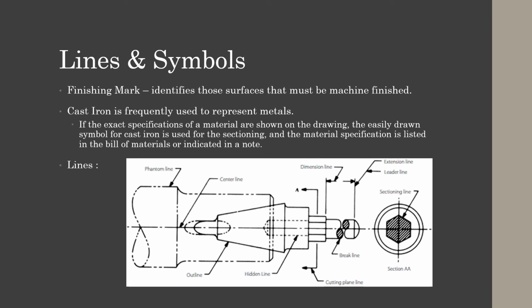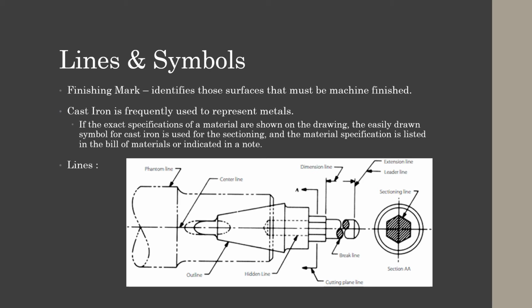Lines and symbols. Finishing marks identify those surfaces that must be machined finished. It'll be like a check mark or a triangle, and it's got a number on it, so it tells you how smooth or rough the surface finishing is.